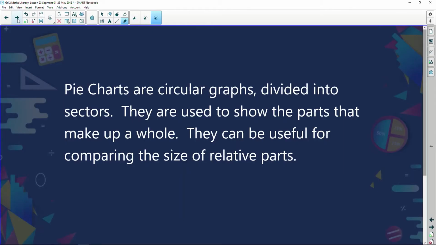So, pie charts are circular graphs divided into sectors. They are used to show the parts that make up a whole. They can be useful for comparing the size of relative parts. Remember, up to this stage, we've looked at bar graphs, which are graphs with vertical bars going up. Now we're looking at a graph that's circular in shape, and instead of having bars, it's got little sectors. Let's have a look over here and see what we mean.